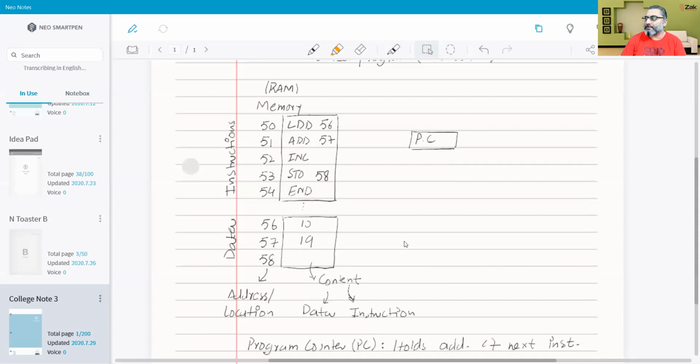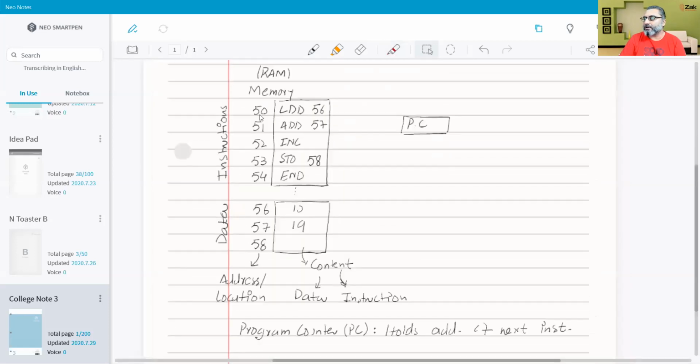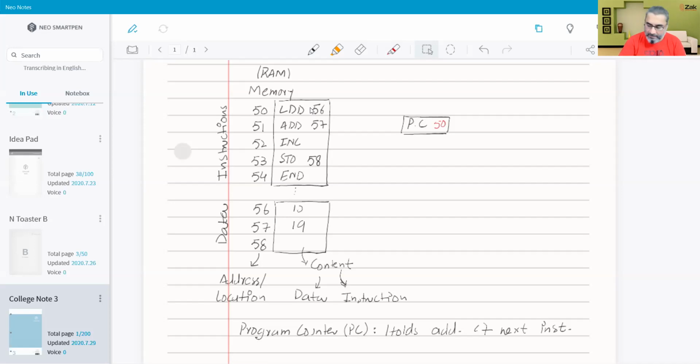So this current program which is just loaded, how would the computer know? The computer will put the data inside the microprocessor. How? By putting the address of the first instruction which is just loaded into PC, and that address is 50. All right, that address is 50. So now the processor knows where the first instruction is found. From this first instruction address which is in PC, it goes to MAR, memory address register.